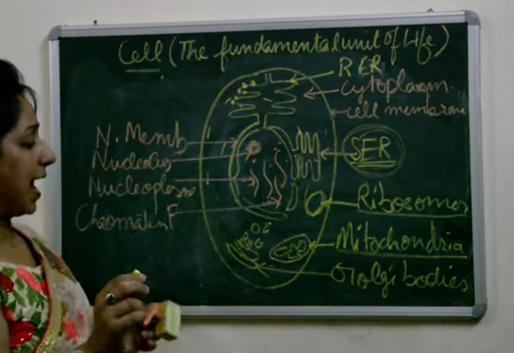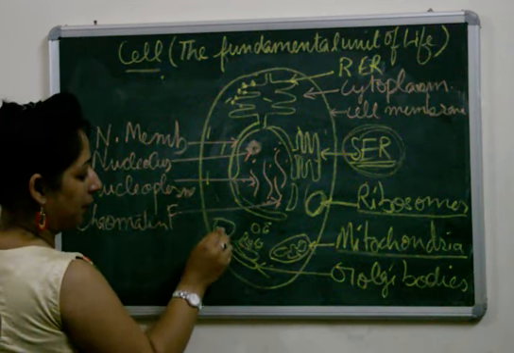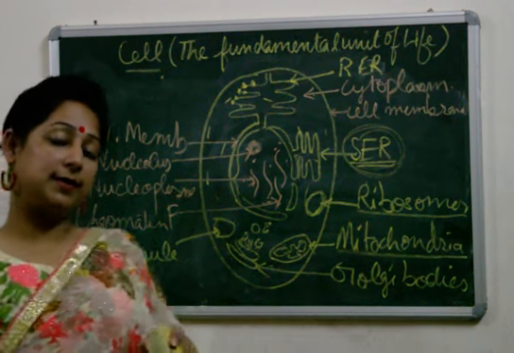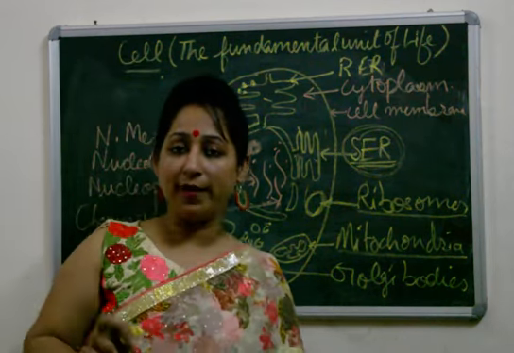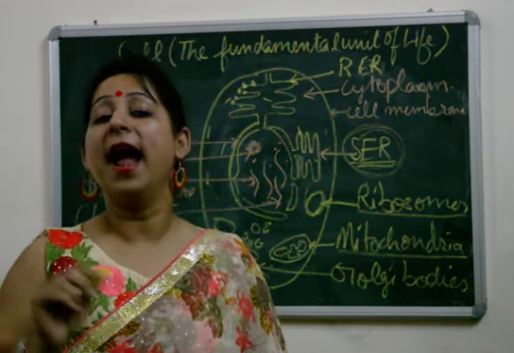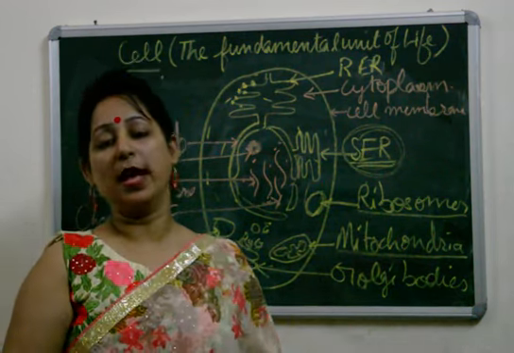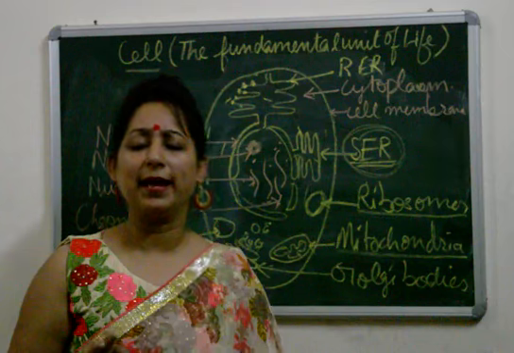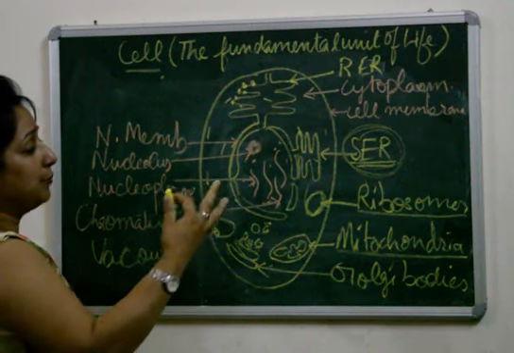The next organelle which I am going to make is the vacuole. Vacuole is a thin covering filled by a fluid. Listen carefully, the covering of vacuole is known as tonoplast, and the fluid which is filled inside the vacuole is known as cell sap. What is the function of vacuole? It just helps to maintain the water balance in the cell.